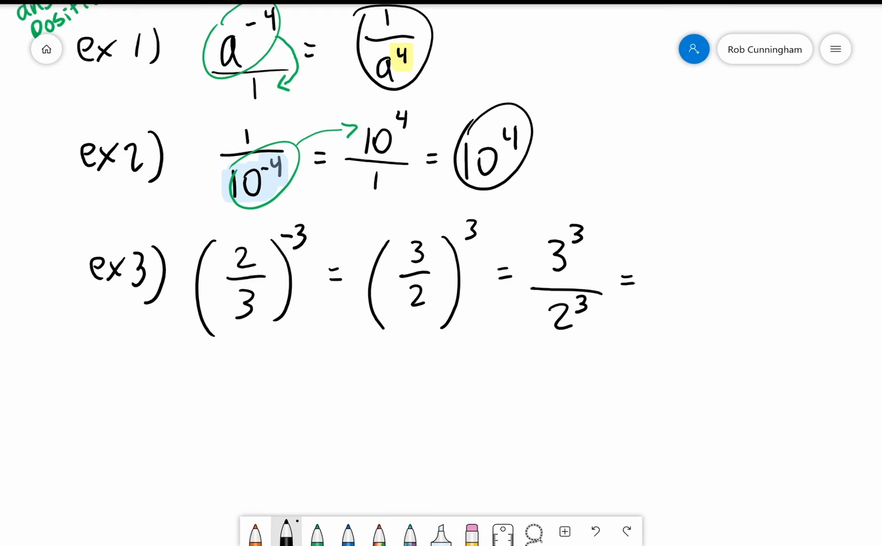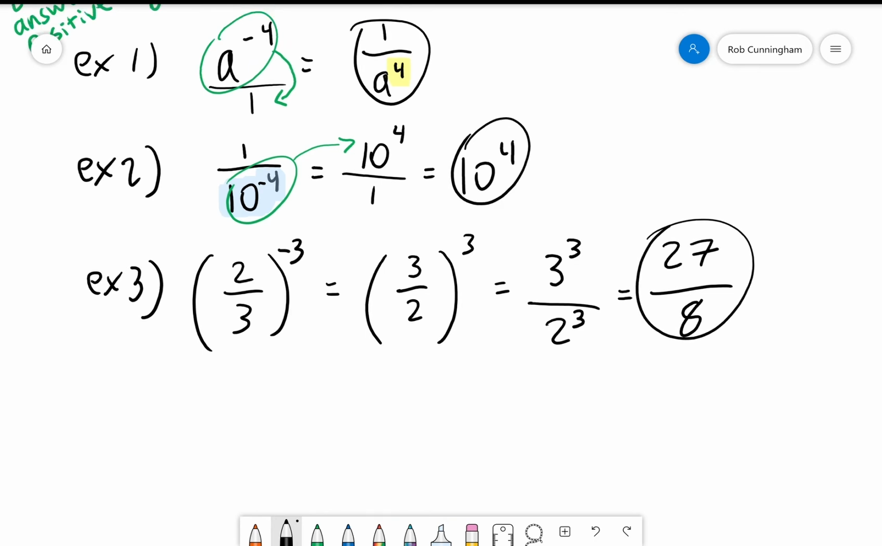Do not say 9 over 6. 3 to the 3rd power, well, 3 times 3 is 9, times 3 again is 27. 2 times 2 is 4, times 2 again is 8. Our answer is 27 over 8.